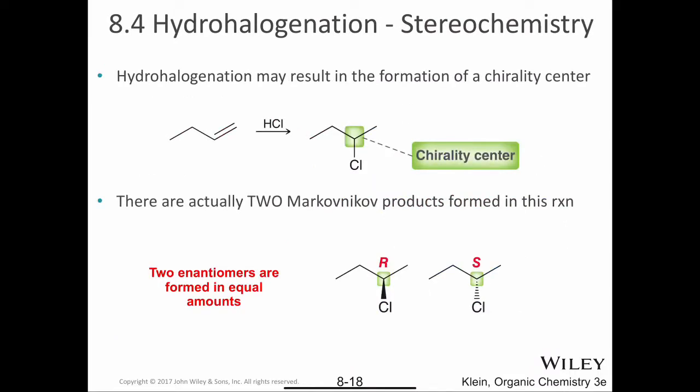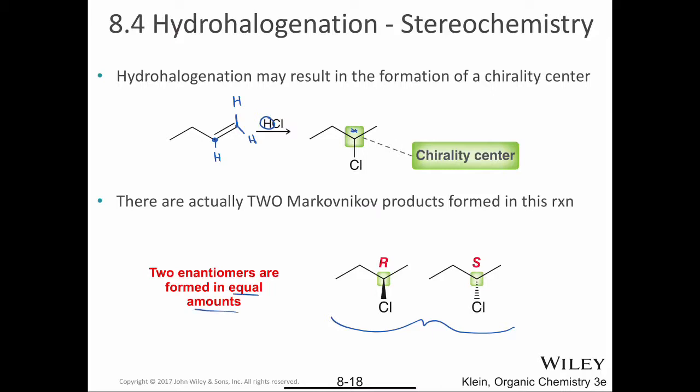Let's take a look at the stereochemistry associated with hydrohalogenation. So it says here that hydrohalogenation may result in the formation of a chirality center. So if I take a look at this molecule, I have these 3 protons, so the rich get richer, and this is the carbon that takes the hydrogen from my HCl, and my chlorine ends up on this carbon here. So now I have a chiral center. So it says here there are actually 2 Markovnikov products that are formed in this reaction, so I get a mixture of enantiomers, the R and the S, and they're formed in equal amounts.